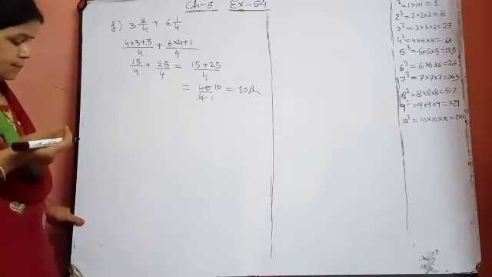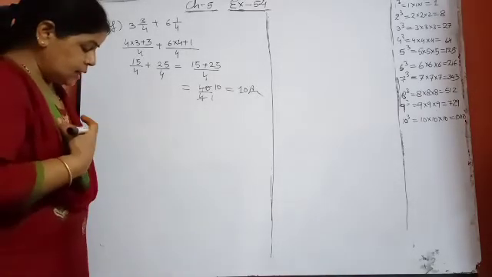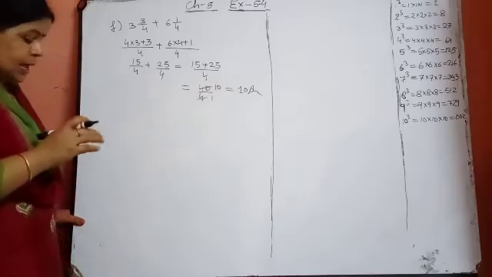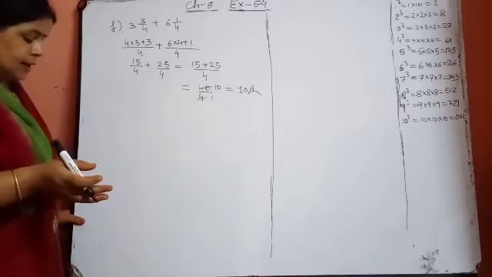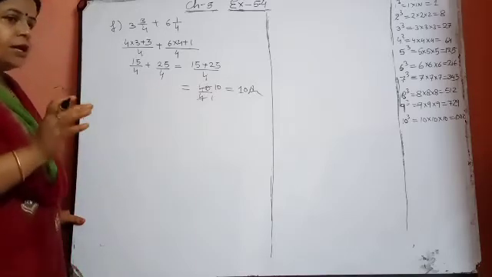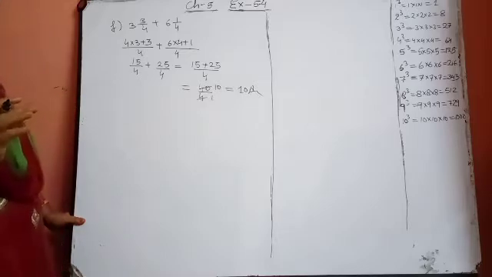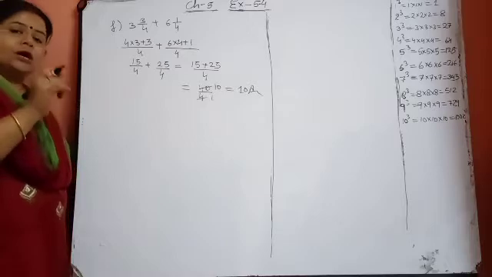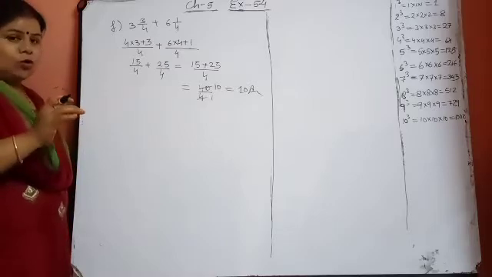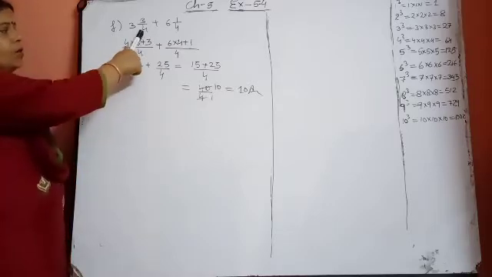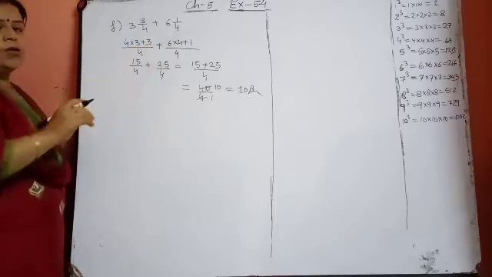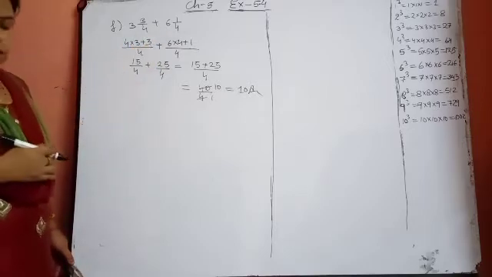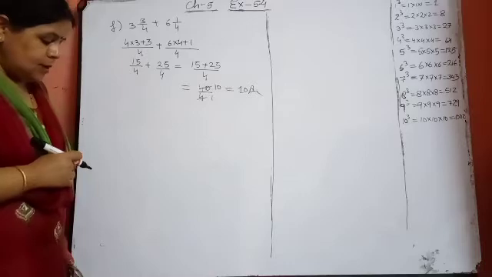One more part of this question I am doing. In G part the denominators are different, so you have to take the LCM. In H part the denominators are directly equal. Always be very careful while solving the problem. First see whether the denominators are equal or unequal, so whether it is required to take the LCM or not. By observing the denominators only, you can decide.